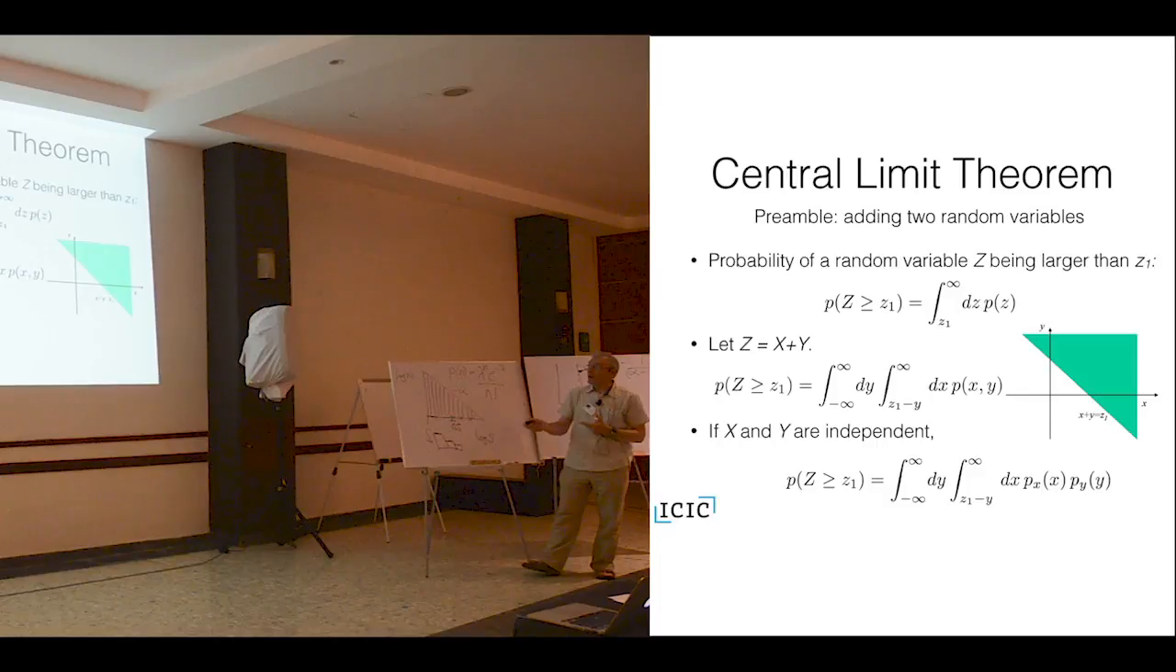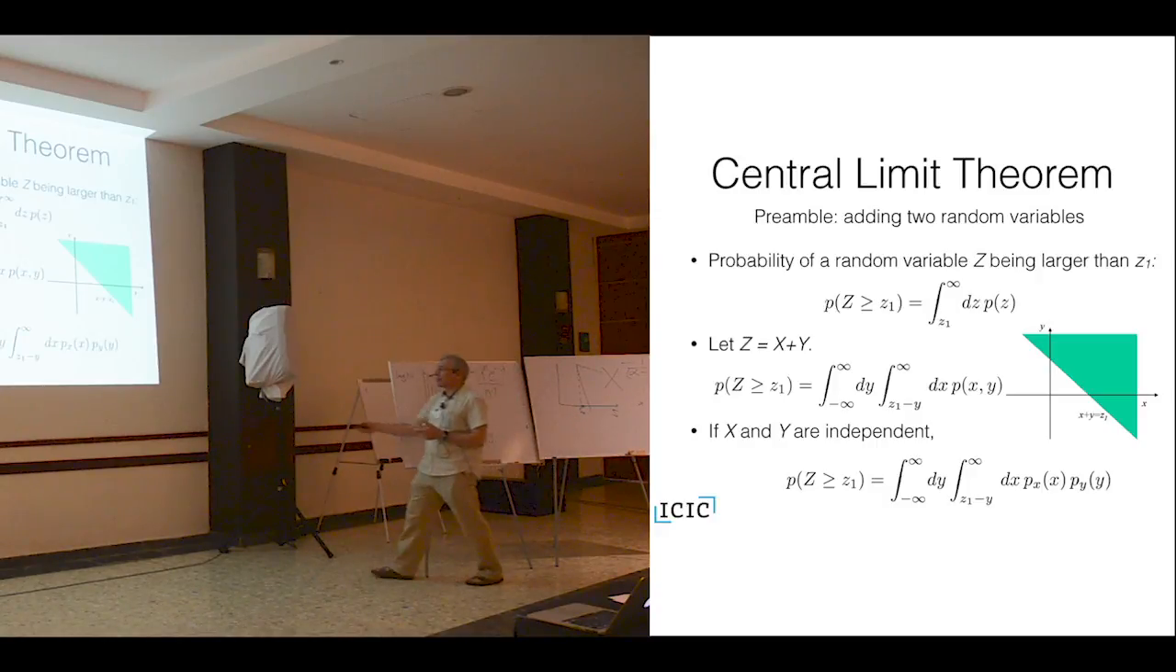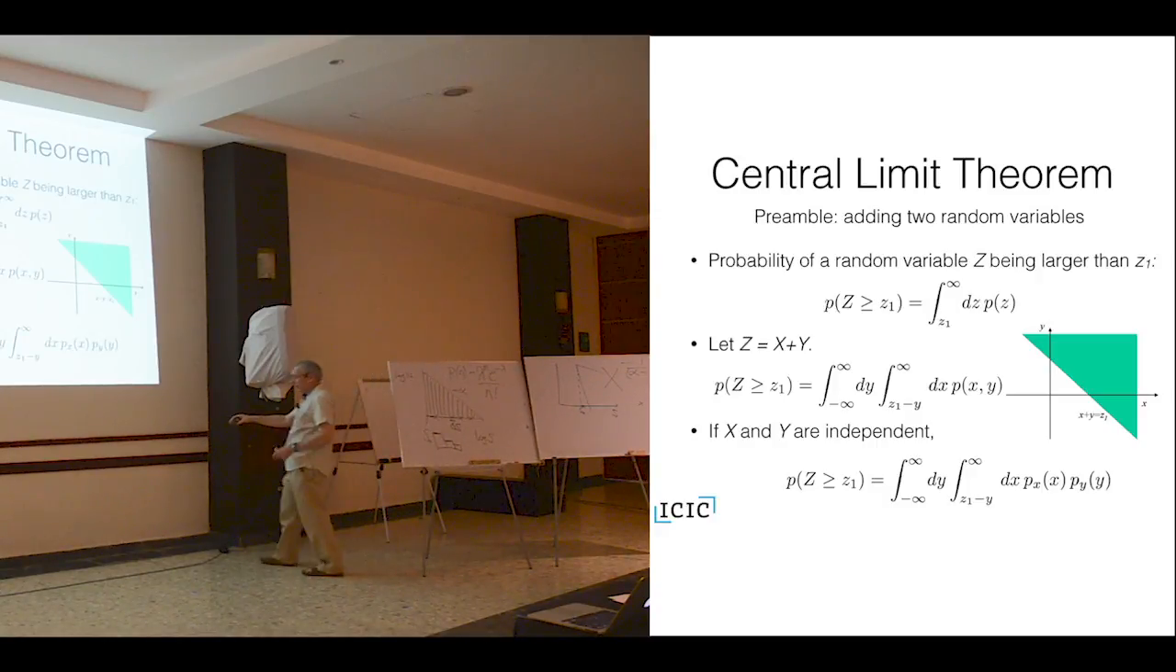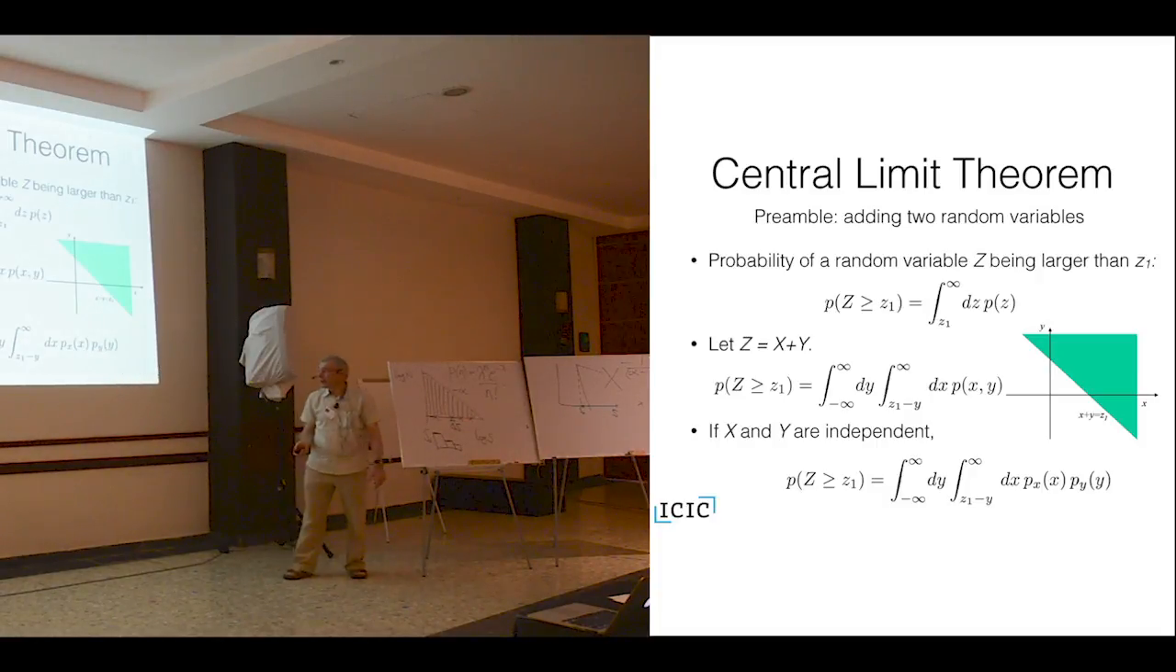If they're independent, then we can factorize the joint probability distribution p of x and y into p of x times p of y. So at this point I've actually kept it general, so these probability distributions could be different at this point, so I've put an x subscript on here. We'll in fact only apply this where these two probability distributions are the same. For now it's general.